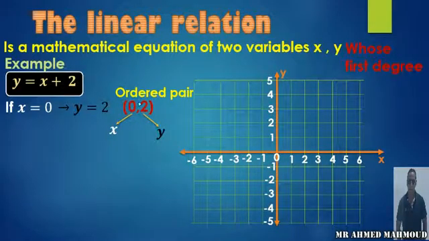Now I can represent 0 and 2 on the graph. How come? x equals 0 here and y equals 2 here in this position. Then we can make a point in this position like this.